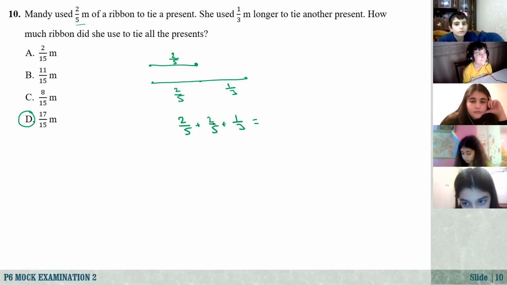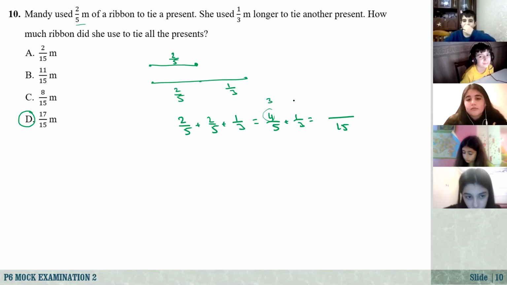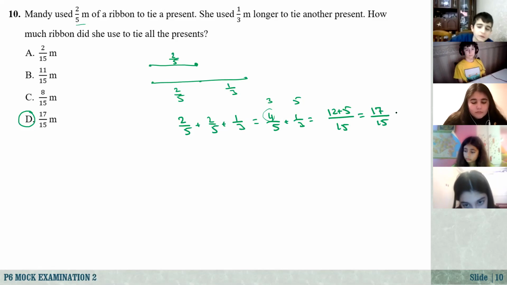So it's 2 over 5, 2 over 5, that is 4 over 5 plus 1 over 3. And common denominator is 15, right? Multiply this one by 3, this one by 5. 3 times 4, 12. 5 times 1, 5. So that is 17 over 15 meters.